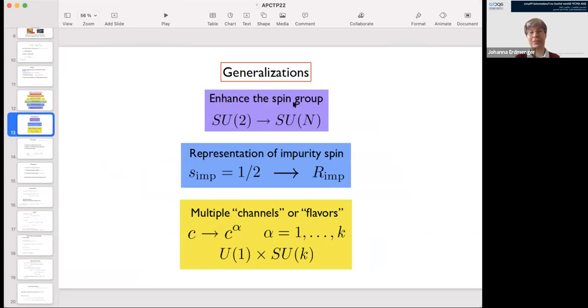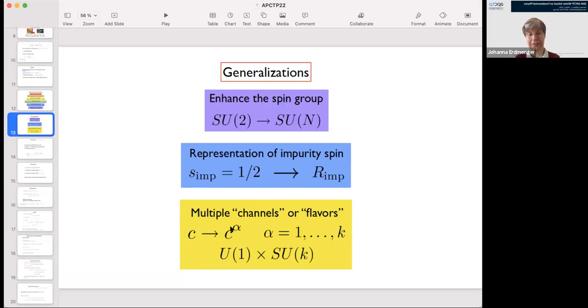So first is to enhance the spin group, go from SU(2) to SU(N), and this is certainly something we have to do if we want to do AdS/CFT, because AdS/CFT only works if N is very big. And then one can choose different representations of this impurity spin. So rather than a spin-1/2 representation, we can take more general representations. And then we can also introduce a flavor symmetry.